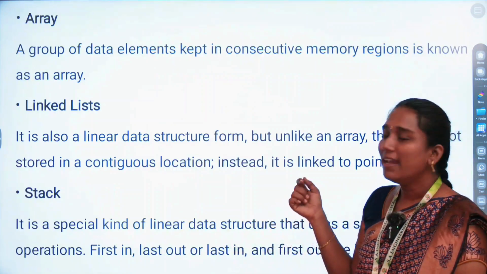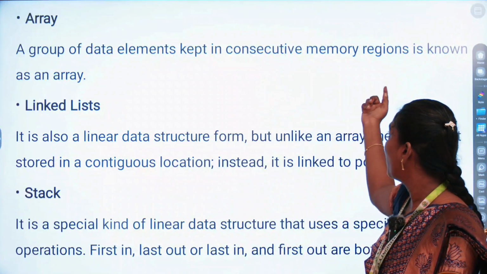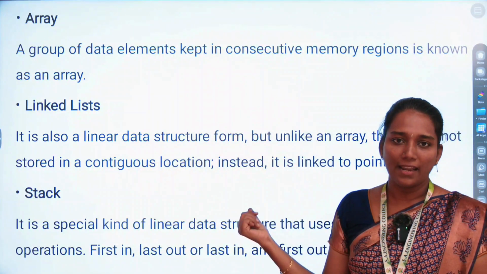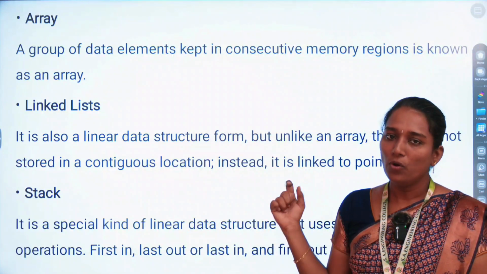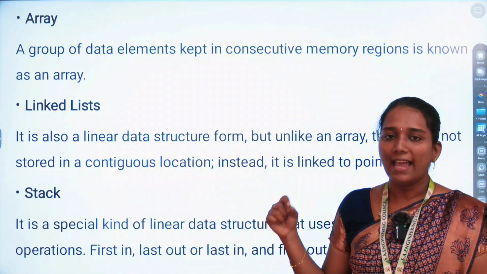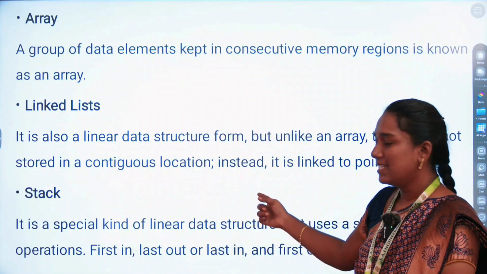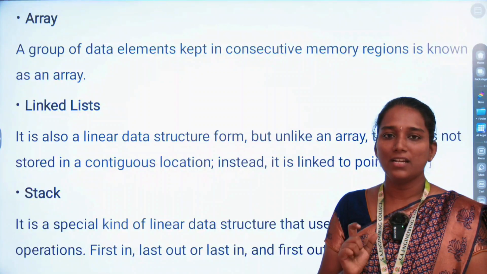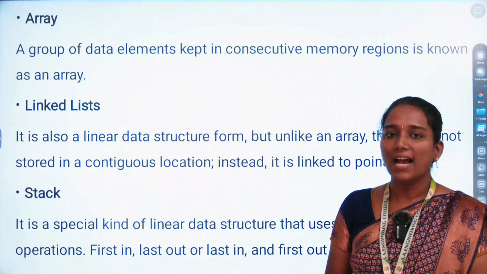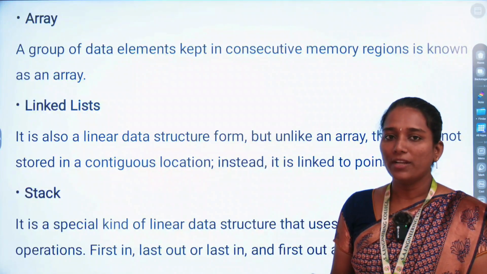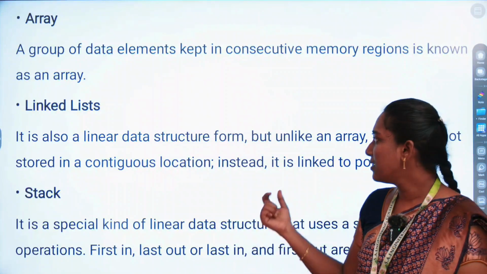Array. What is an array? An array is nothing but a group of data elements that is kept in a consecutive memory region. We all know that the array starts with the index value from 0, 1, 2, 3, and it goes on till n, and the element which is inside an array we call an array element. And next is a linked list. A linked list consists of nodes, where one side will be the data and the other side will be the pointer, that is nothing but the memory location of the next node. So that is a linked list.